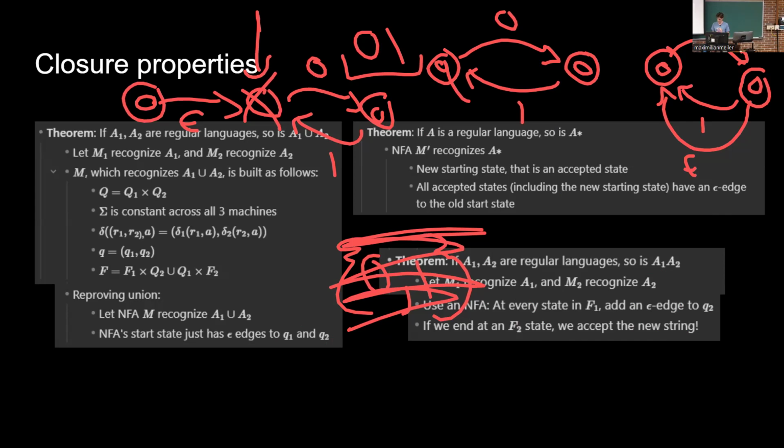But essentially know that because you can sometimes go to the start state by taking this epsilon edge instead of taking one of these edges, it will screw things up.